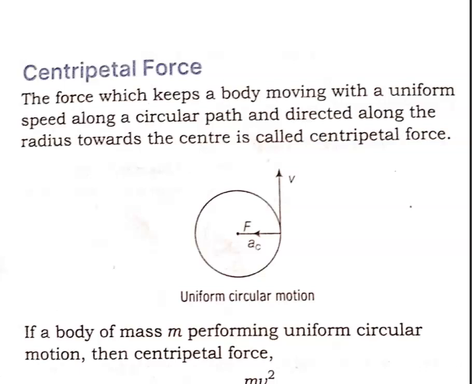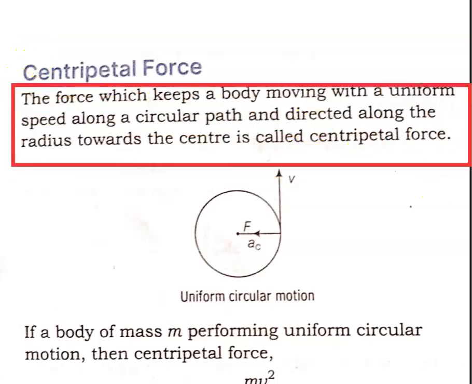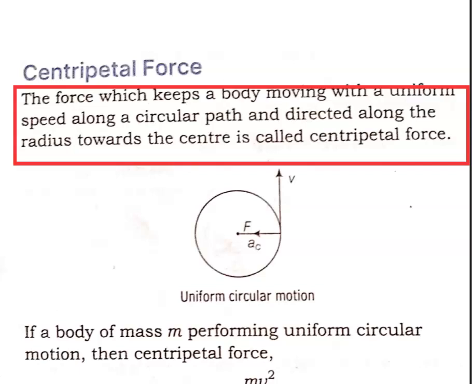About two very important forces acting on an object that is already in uniform circular motion or any kind of circular motion. The first force that we shall talk about is known as centripetal force. Definition of centripetal force: a force which keeps a body moving with a uniform speed along a circular path and directed along the radius towards the center is called centripetal force.